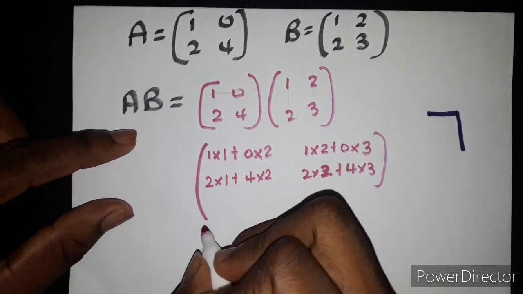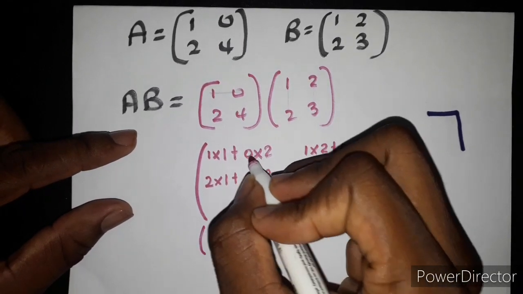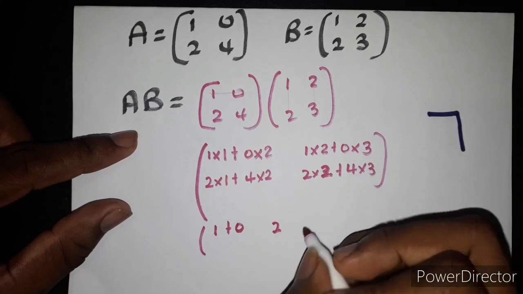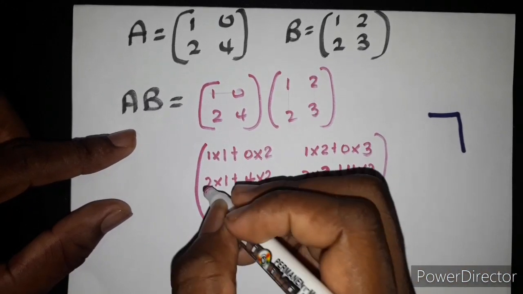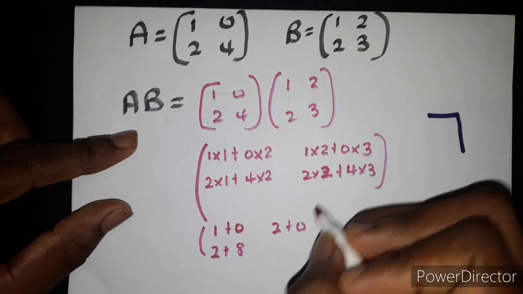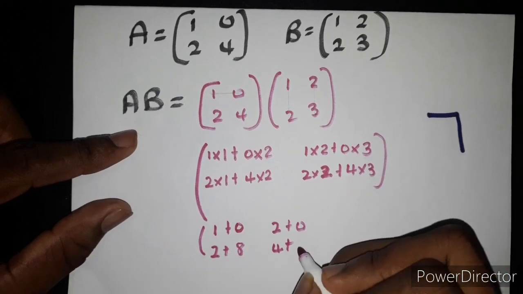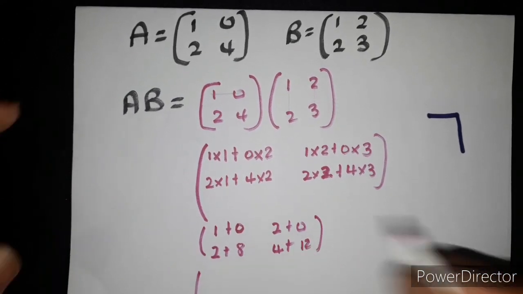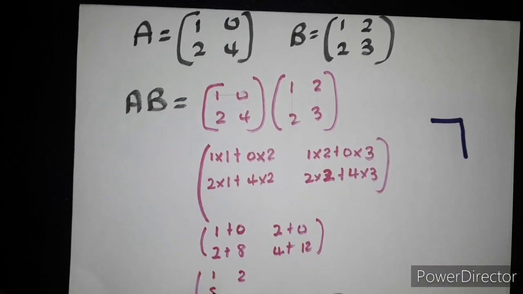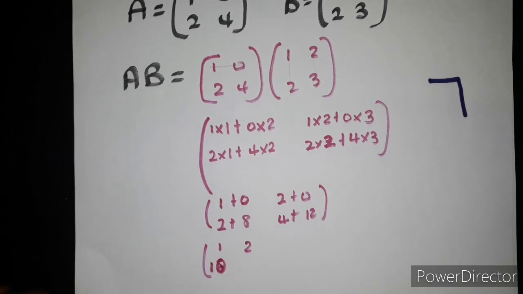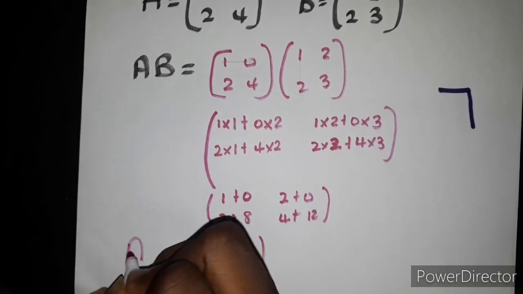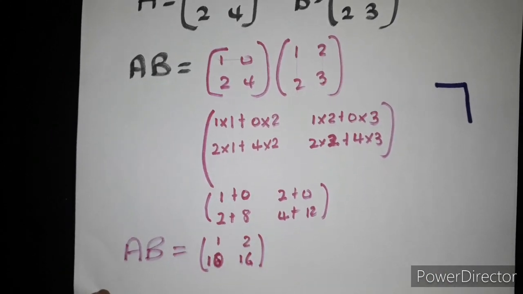This will be 1 times 1 will give you 1, plus 0 times 2 will give you 0. 1 times 2 will give you 2. 0 times 3 will give you 0. 2 times 1 will give you 2, plus 4 times 2 will give you 8. 2 times 2 is 4, plus 4 times 3 will give you 12. And then you just finish it off. 1 plus 0 will give you 1. 2 plus 0 is 2. 2 plus 8 is 10. 4 plus 12 will give you 16. So AB is equal to, alright?